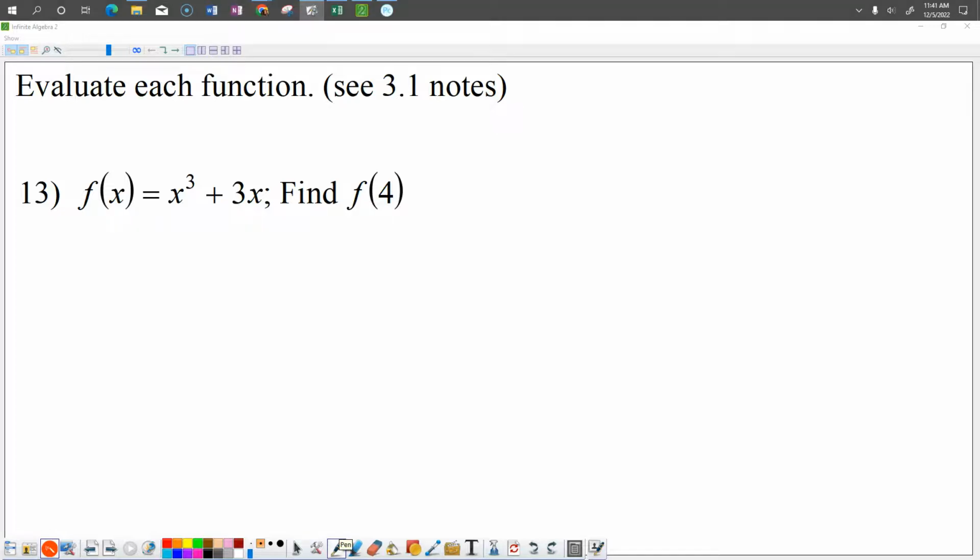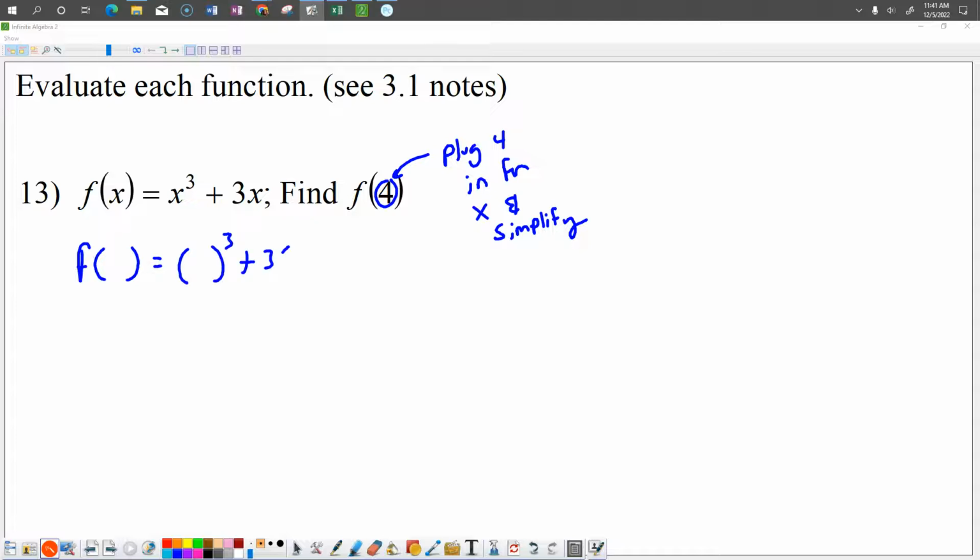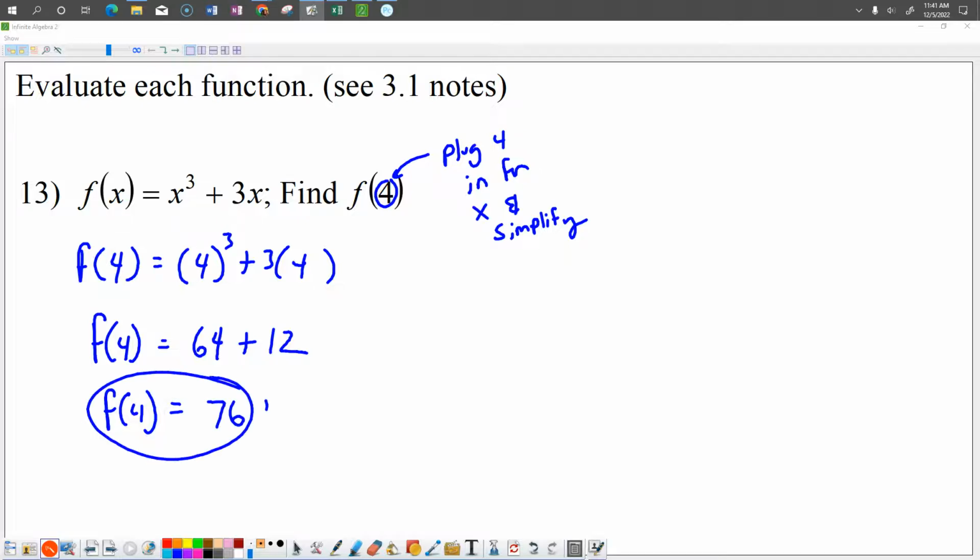All right. So this says evaluate each function. What this means is we're going to plug this number in for x. I'm going to go through and replace all the x's with 4. And then we're going to simplify. 4 to the third power is 64. 4 times 3 is 12. Adding those together, we get 76. All done.